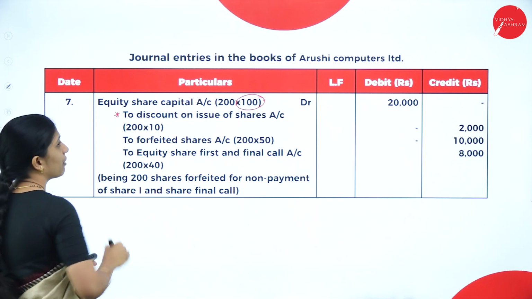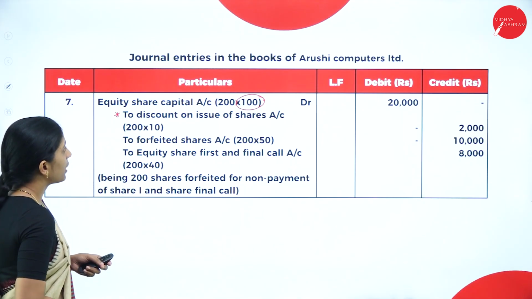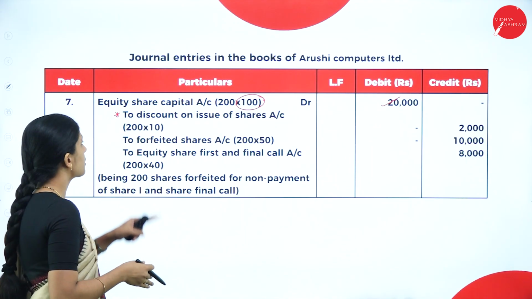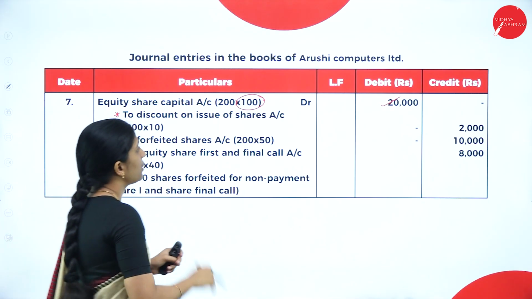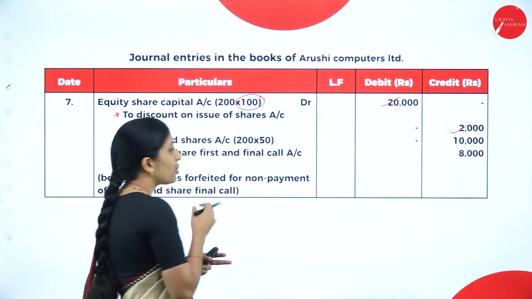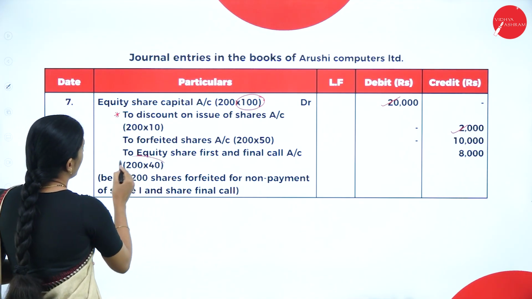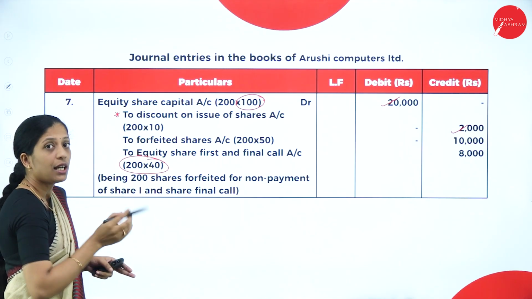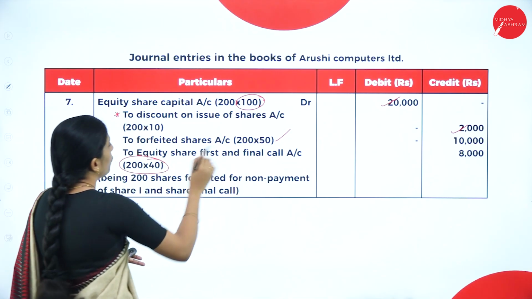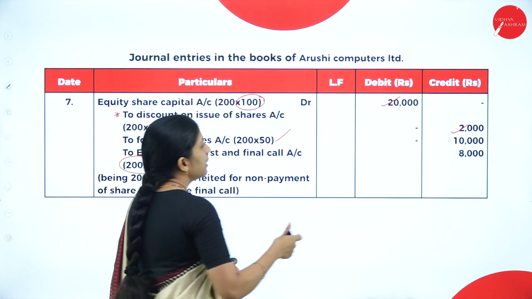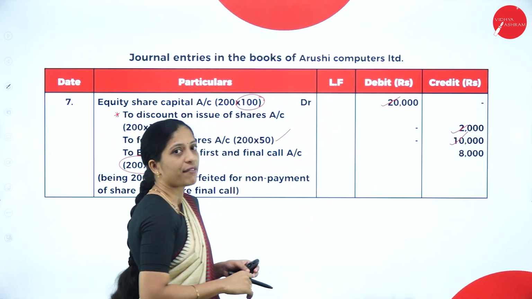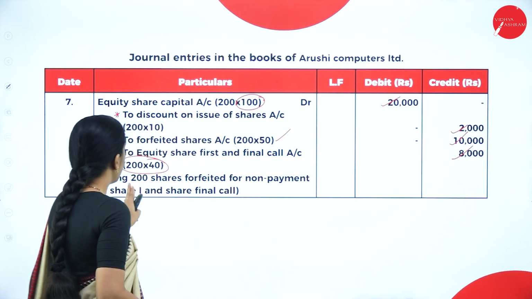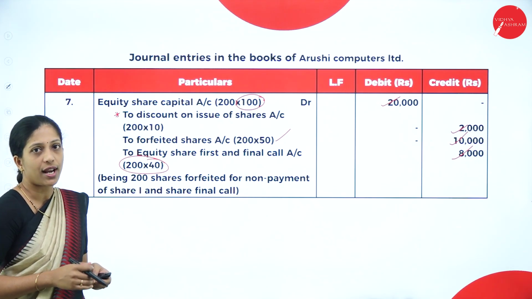This is an extra entry here for forfeiture. Okay, so equity share capital account 200 into 100, that is 20,000. So how much was the discount under these 200 shares? 10 rupees was discount, 200 into 10, that is 2,000. So how much amount have we not received? 40 rupees we have not received, and 10 rupees we have as discount here. So 40 plus 10, 50. Remaining is how much? 50 rupees. So forfeited shares account, 50 rupees we have received, that is 10,000. And to equity share first and final call, that is 200 into 40, that is 8,000. Narration: being 200 shares forfeited for not paying first and final call money.